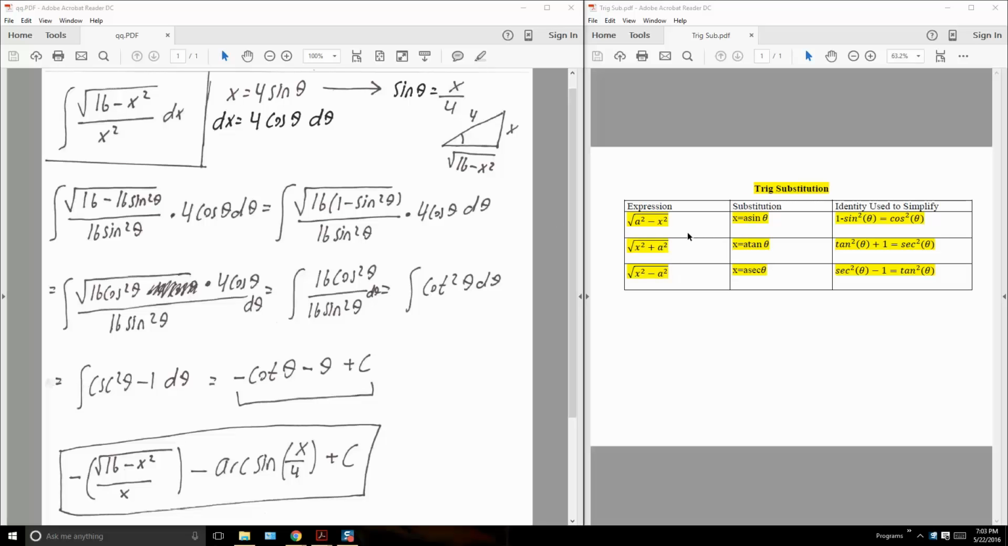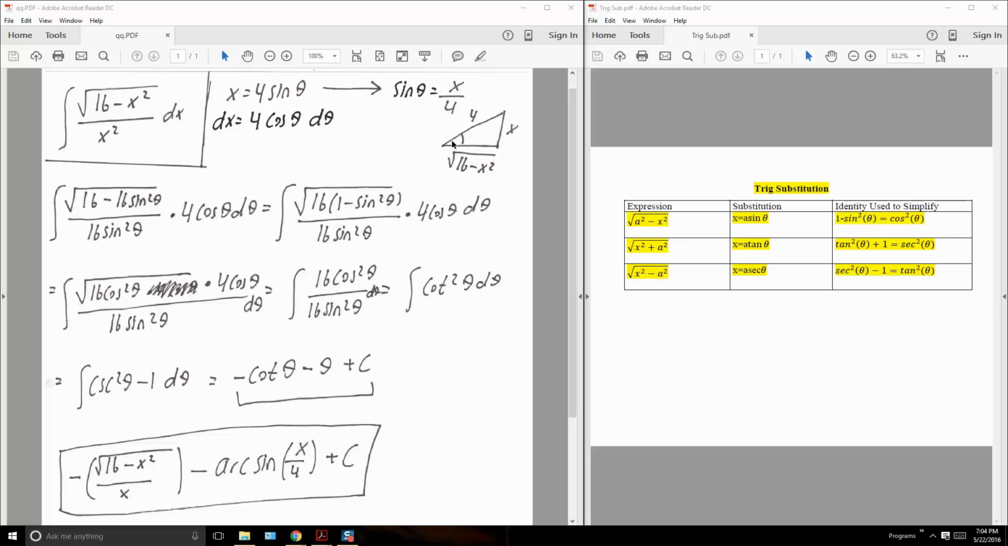And so what we're going to want to say is that x equals 4 sine theta, because for a squared, you can say 16, or instead you can say 4 squared. So we will have x equals 4 sine theta, and therefore our dx is going to be 4 cosine theta. And now we're going to want to solve for sine theta. This will help us later on when we actually solve the problem. So we can say sine theta is equal to x divided by 4.